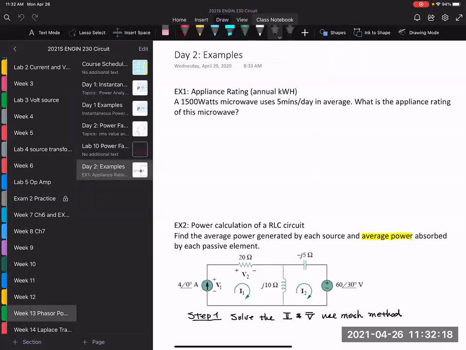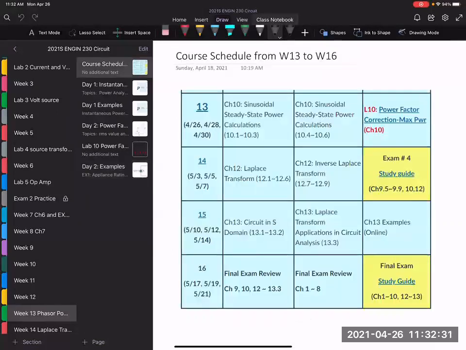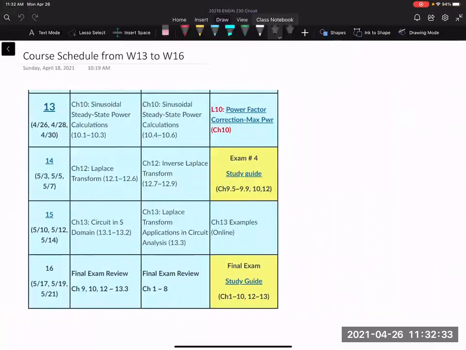You use the node voltage or mesh circuit current method. They are all the same. You write all the equations, you solve the equations, and you find the answer. I want to start with this to tell you what happens after today.